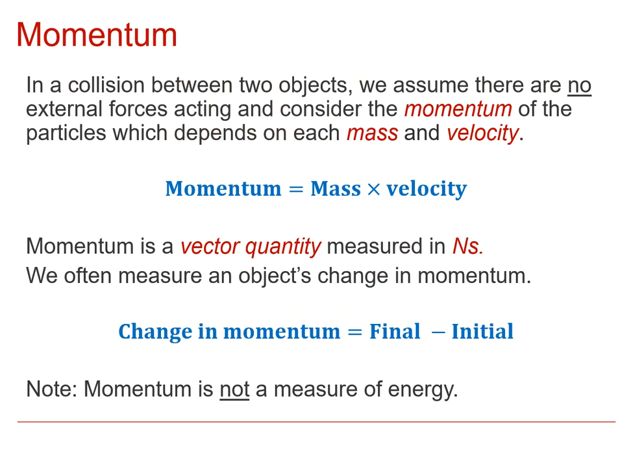So when we're dealing with collisions between objects, what we're going to do is assume that there are no external forces acting and just consider the momentum of the objects, and of course that depends on the mass and the velocity. And velocity, of course, being a vector quantity, has a direction as well. And it's measured in Newton seconds. And as we've been seeing, we often are interested in the change in momentum, so the final momentum minus the initial momentum. And just a reminder as well that momentum is not a measure of energy.